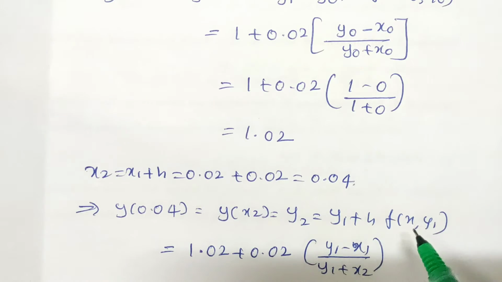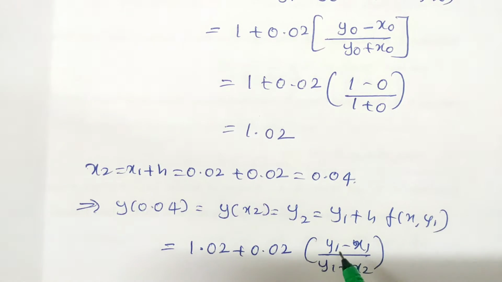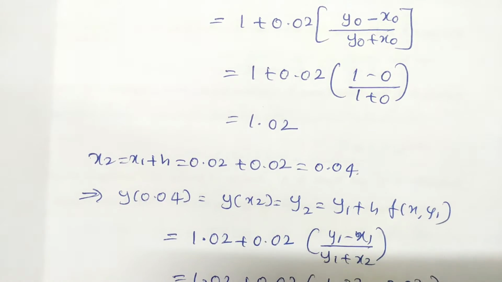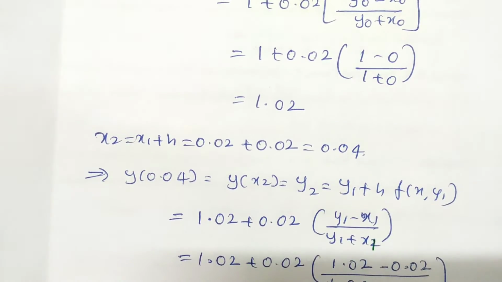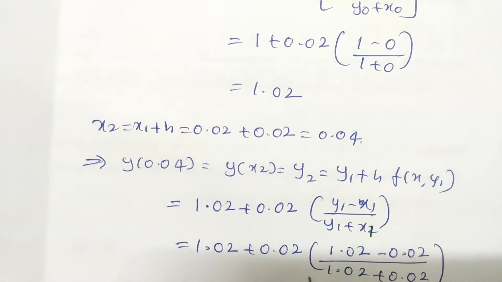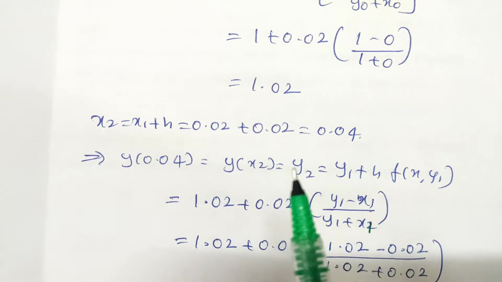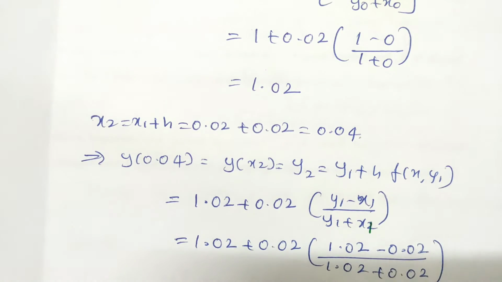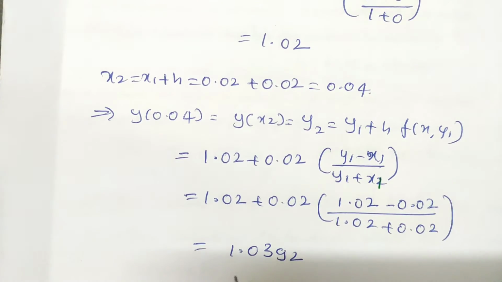Now f of x1 y1, it is nothing but, from the definition, y1 minus x1 divided by y1 plus x1. It is not x2, it is x1. So now substitute all the values: 1.02 plus 0.02 into y1 value, substituted from the previous value, that is 1.02, and x1 is 0.02, divided by 1.02 plus 0.02. After simplification you will get this one as 1.0392.